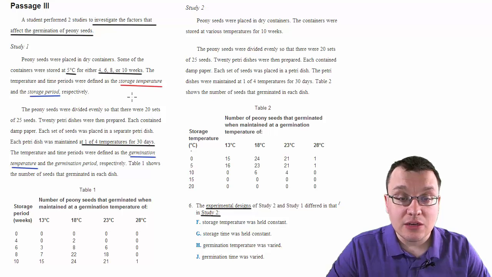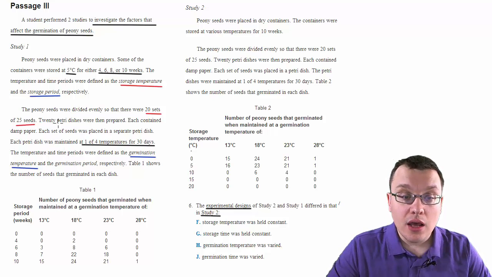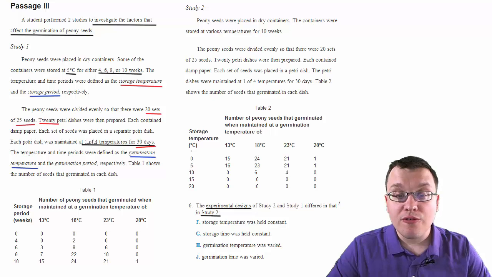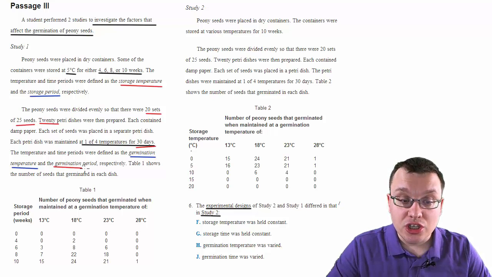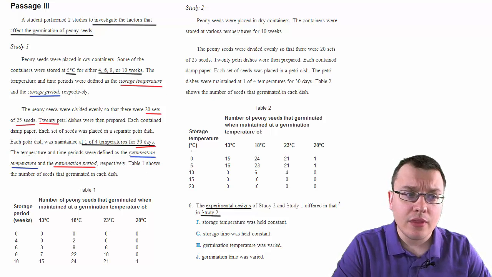And what else is constant? Well, 20 sets of 25 seeds. They're all divided into that number of seeds. 20 dishes. 30 days, it looks like they're all held for 30 days, so that's not really changing. But as we saw before, the germination temperature is changing. So the germination period is 30 days for all of them, but the temperature, as we saw, is changing. So let's look at study 2 and see how it compares.